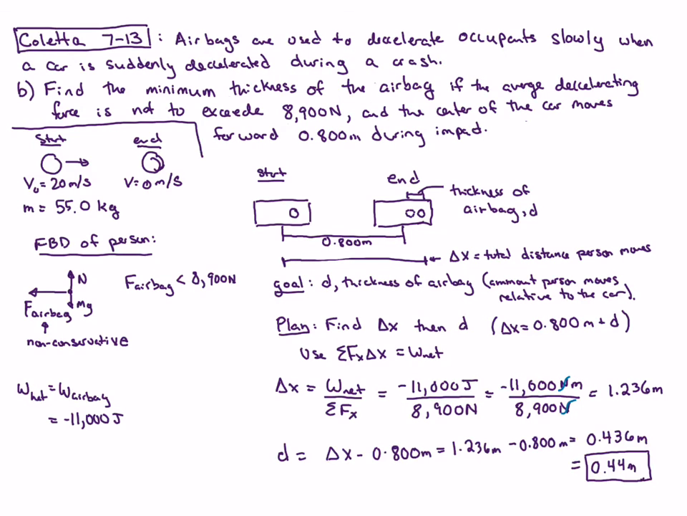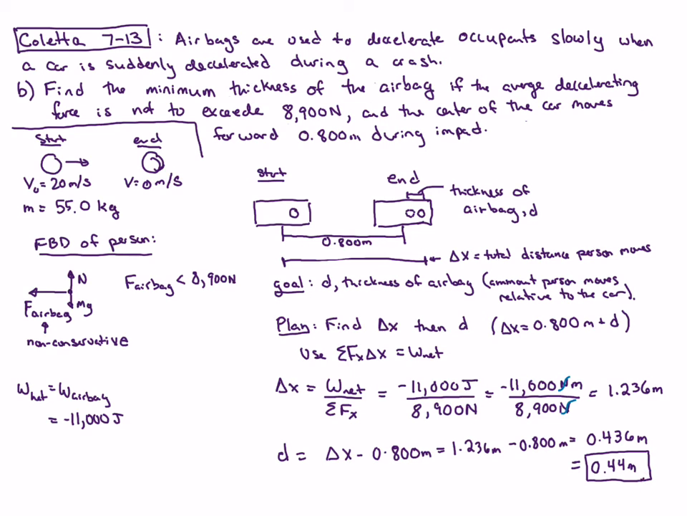All right, so here I just did a little algebra with this equation, plugged in the numbers we have, and found that the extra distance the person goes, which must be the thickness of the airbag, is 0.436 meters. Then on my monitoring, I went to check my significant figures and realized this one only has 2. So I better only keep 2 significant figures, and I get 0.44 meters.